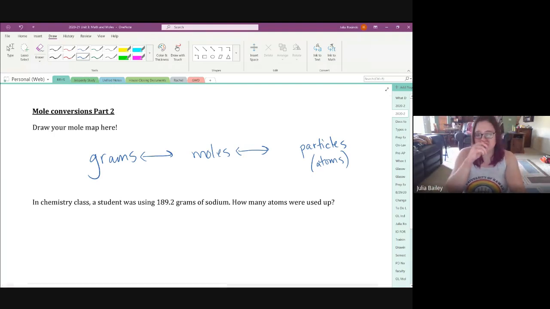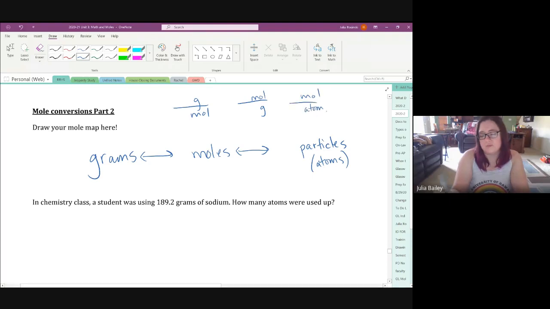The relationship between these things allows us to make conversion factor fractions that compare grams and moles, or compare moles and grams, or compare moles and atoms, or compare atoms and moles. Notice that at no point is there a fraction that compares grams and atoms directly. That's not allowed. You can't do that.